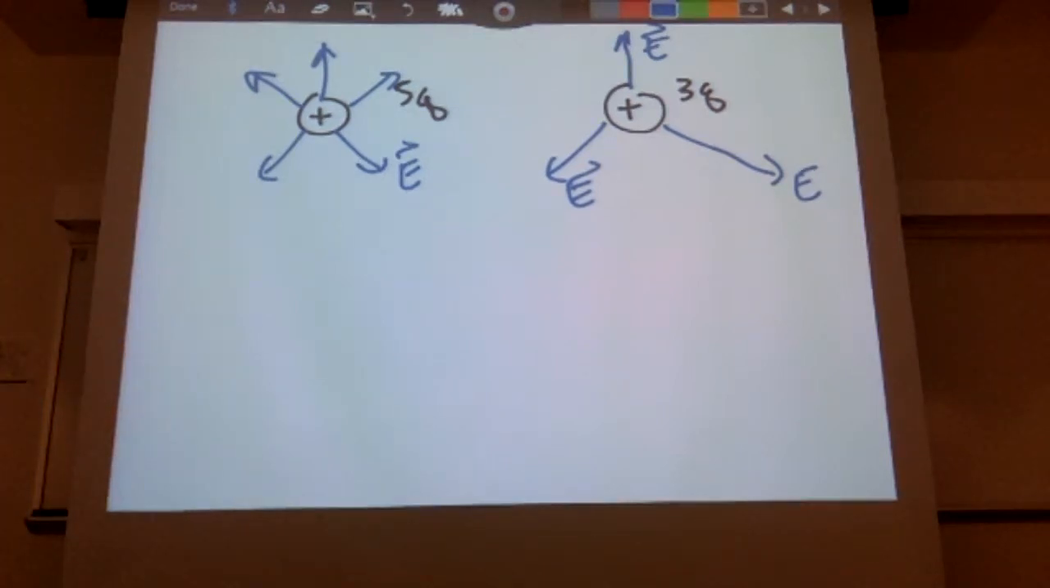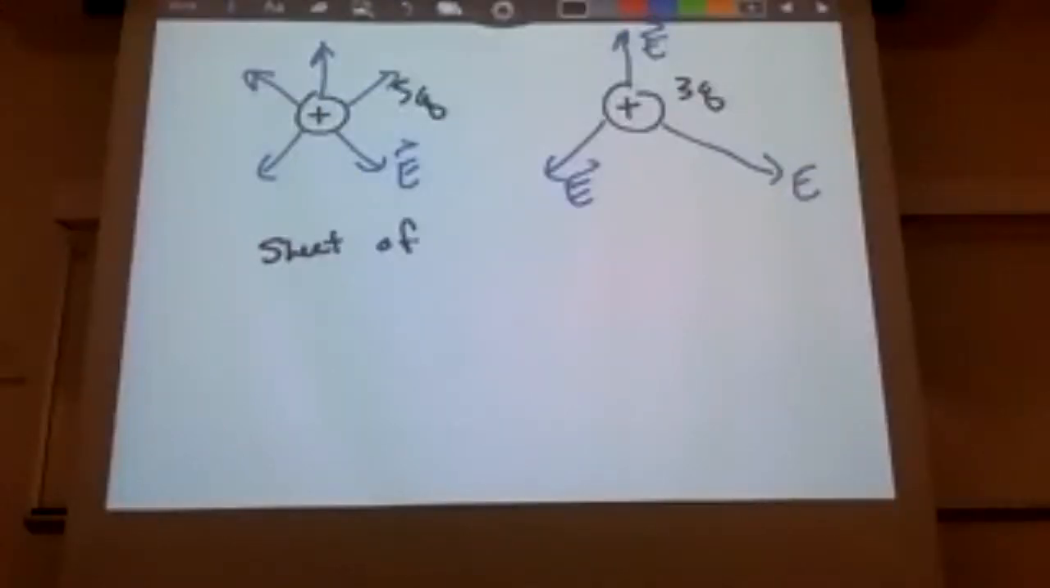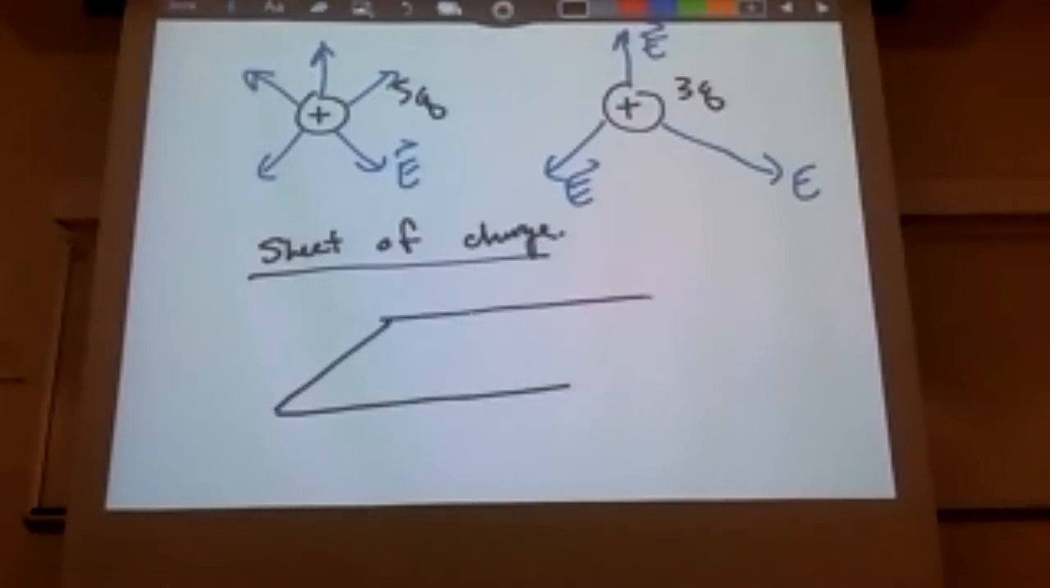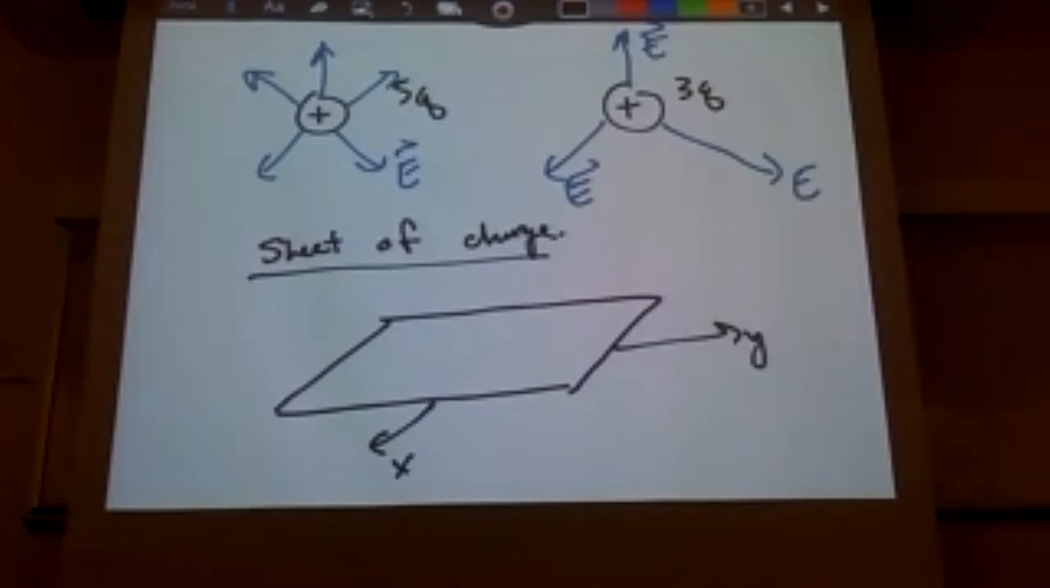The last representation we want to look at is what's known as a sheet of charge. We want to see what the electric field looks like for a sheet of charge. Here is my sheet of charge, drawn in a 3-dimensional sense. Let's say the x-axis is going this way, the y-axis this way, and the z-axis this way. Here we're going to specialize, at least for now, into an infinite sheet of charge, which means it extends out to infinity in all directions.